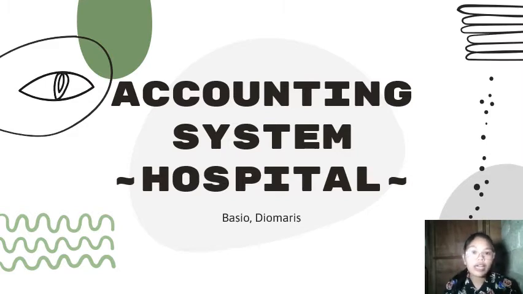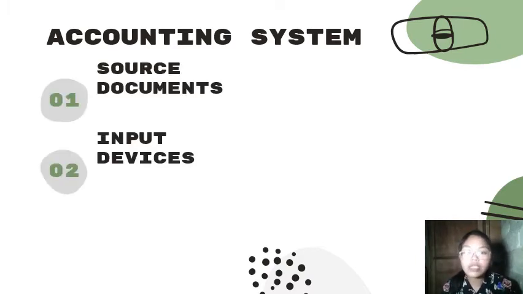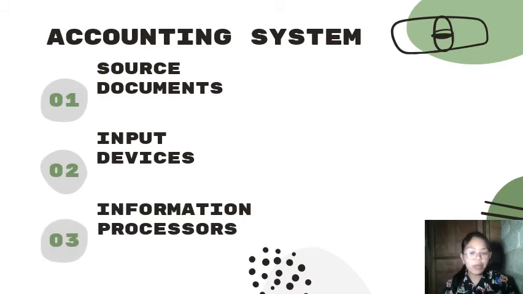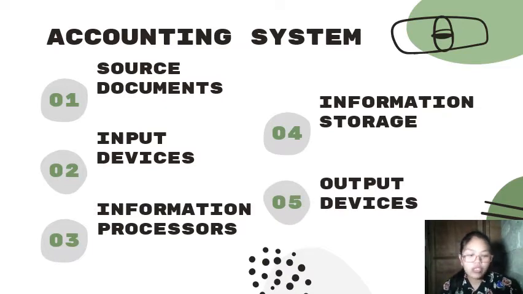However, historically, accounting systems were complex series of manual calculations and balances. An accounting system is made up of 5 key components. Each component serves a distinct purpose and completes a distinct step in the financial reporting process. The 5 components are source documents, input devices, information processors, information storage, and output devices.